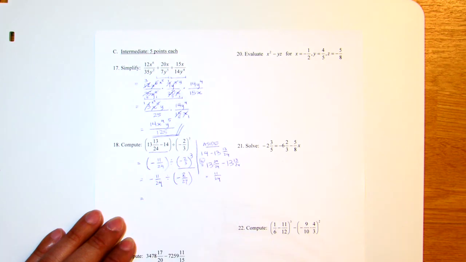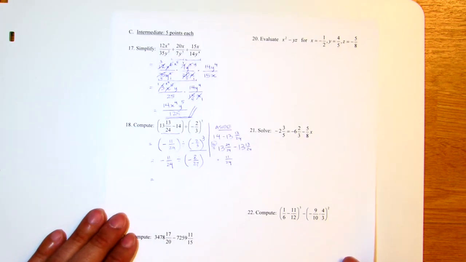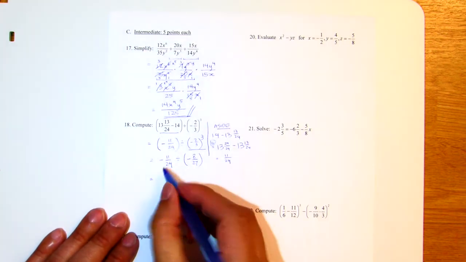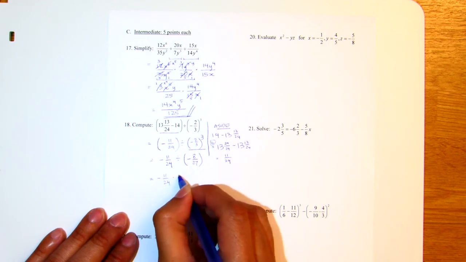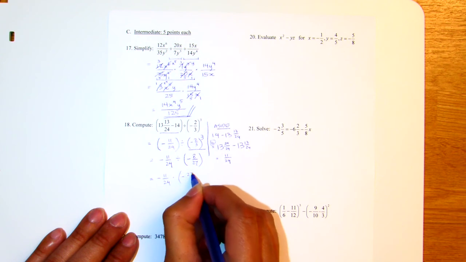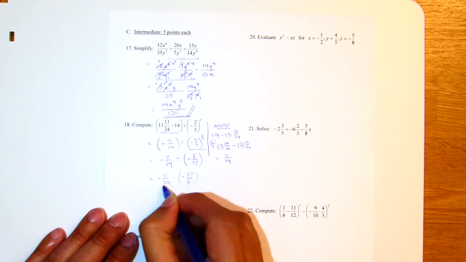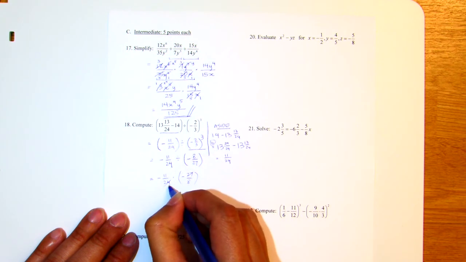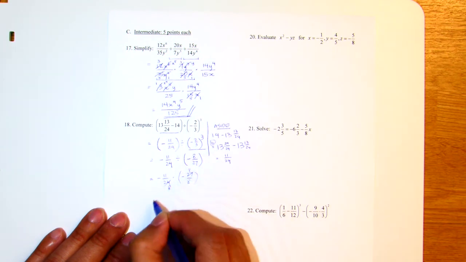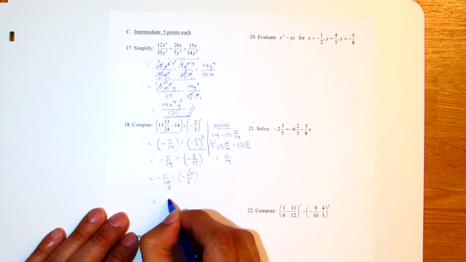Now I move on as usual. At this level, of course, you know what to do here. It's negative 11 over 24 times negative 27 over 8. I will cross cancel here. By 3 this is 8, and by 3 this is 9. This will then be positive 99 over 64.